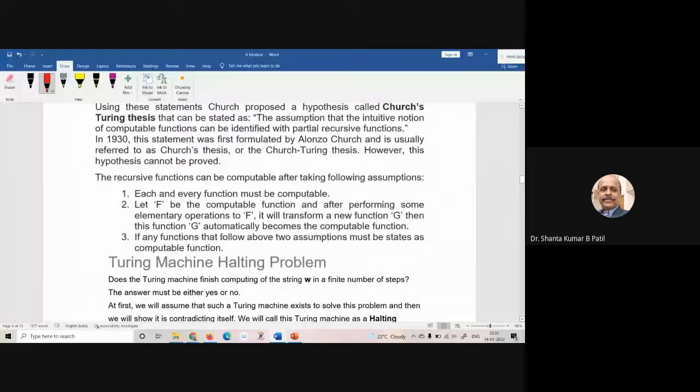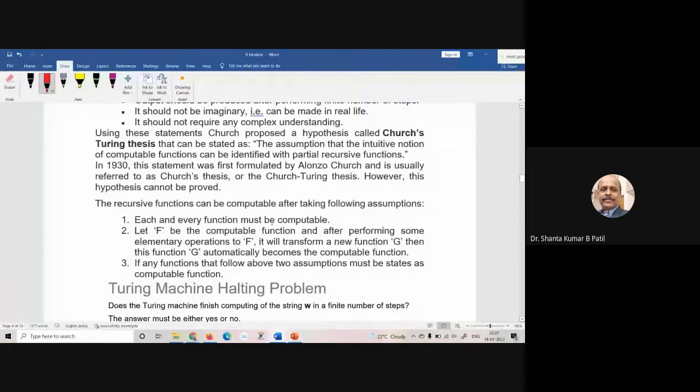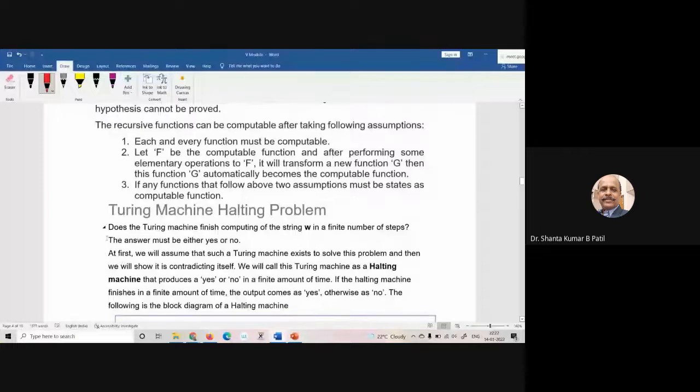Okay. So this is regarding the Church-Turing thesis. The next one is the Turing machine halting problem. As I told, whenever the machine is in the initial state, if it reads the blank symbols, it is going to halt.